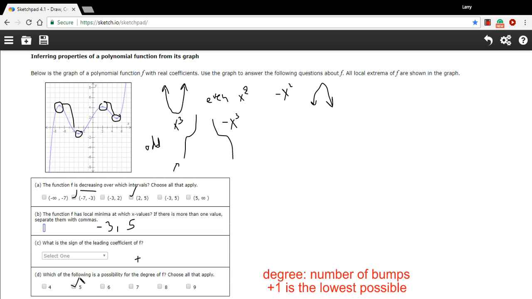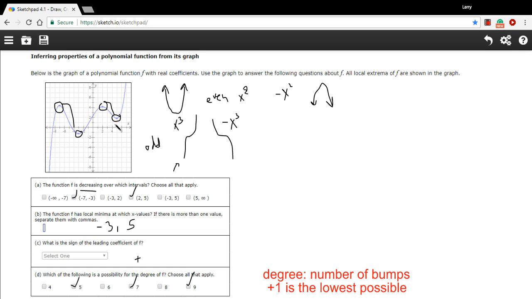But with all of these functions, it could be that they're a higher degree of the same oddness or evenness, because sometimes those little features, sometimes the bumps are too small, sometimes you have 2 bumps that occur at the same spot and you can't really see them because they just look like a flattening. So this could be a 5th degree function, or it could be some odd degree that's higher than that. So I'd go ahead and check 7 and 9 as well.